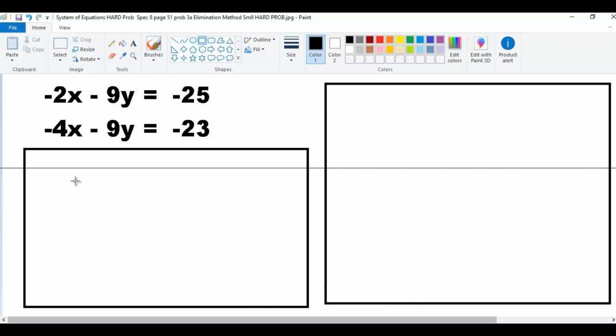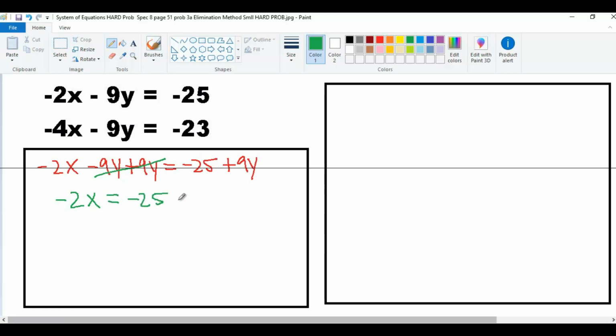So what we're going to do is we're going to go ahead and take the top problem here. We'll just start with that one, and we'll eliminate, say, the y here, and so we'll go negative 2x minus 9y plus 9y equals negative 25 plus 9y. Now let's go ahead and get rid of our y's here. These two y's will go. That means there'll be negative 2x equals negative 25 plus 9y.